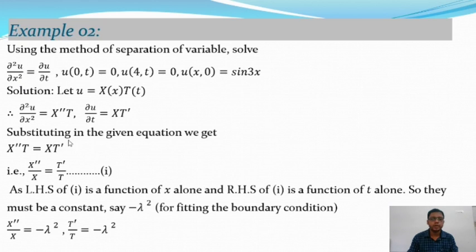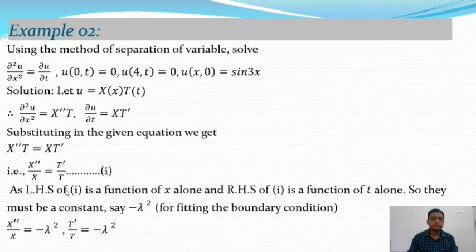Okay, so after putting the values of del 2u by del x square and del u by del t, we will get X double dash by X is equal to T dash by T, and we can call this equation number 1. So the left hand side of equation 1 is a function of x alone, and the right hand side of equation 1 is a function of t alone. So they must be a constant, say minus lambda square, for fitting the boundary conditions.